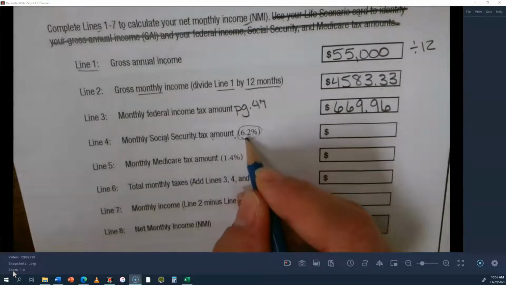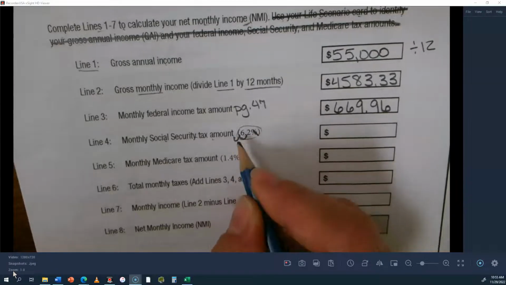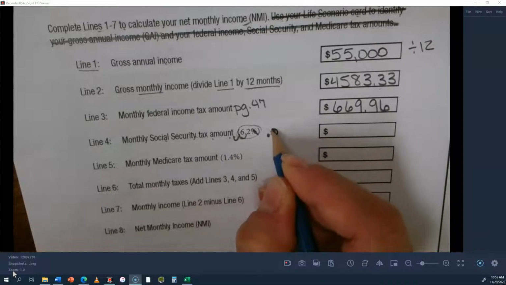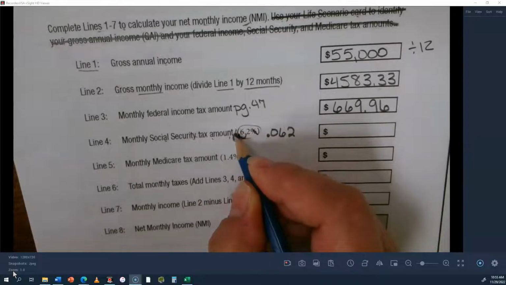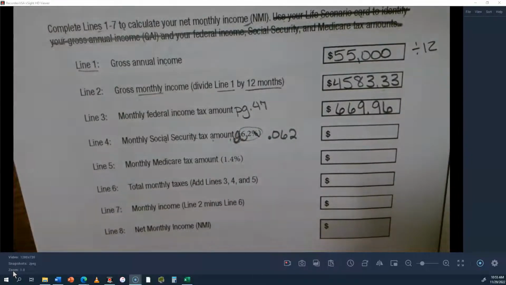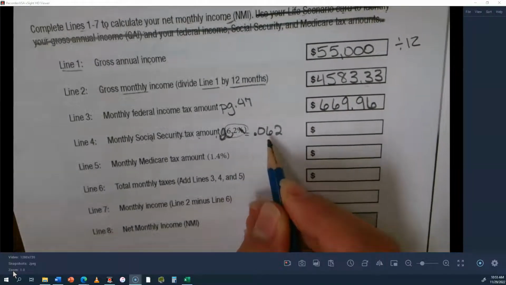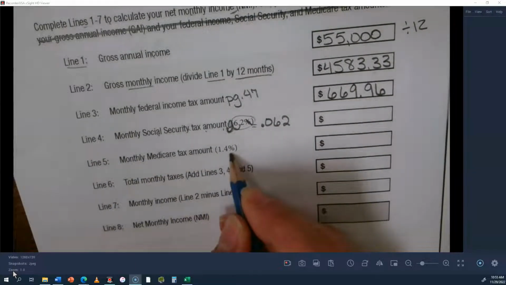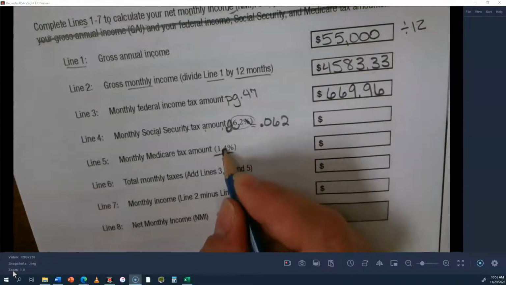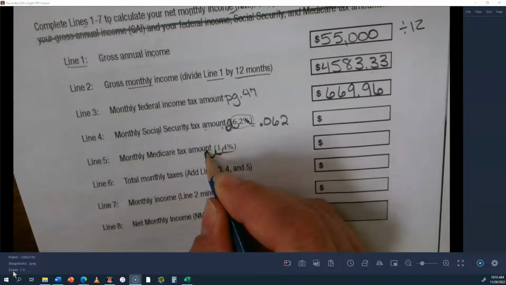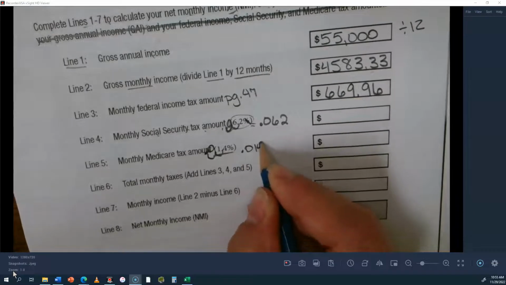So 6.2%, remember I'm going to get rid of my 2 dots here and I'm going to move my decimal point 2 over. So I've got 0.062 because there's no number in front of the 6. I've got to fill in a 0 there. So 6.2% becomes 0.062. Now if we come down here and look at monthly Medicare tax amount, 1.4%, move it 2 to the left, put a dot, add a 0. We've got 0.014.